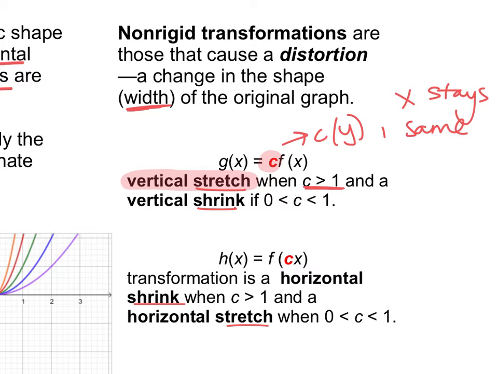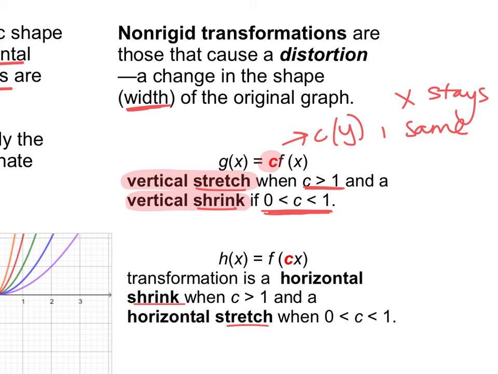When the C value is a fraction between 0 and 1, and they say between 0 and 1 because the negative is a reflection, it doesn't impact it. So when you have a fraction or a decimal less than 1, you're going to shrink it because those Y values are going to get smaller. So the vertical side is going to get smaller.